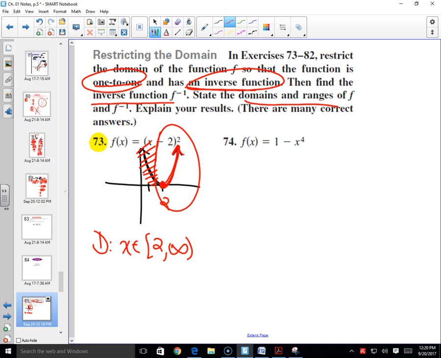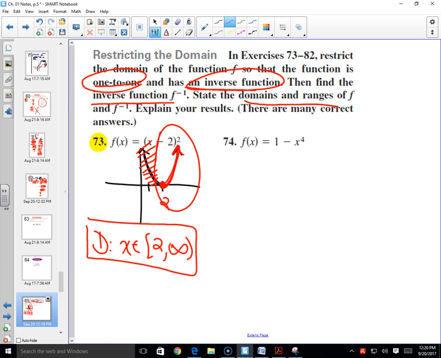But if I choose this one, x greater than or equal to 2, first of all, it goes as low as I need and as high as I need for this function. It has all of the y values in the range, but it also doesn't include any more x's that would make it fail. So I'm restricting the domain just to be x greater than or equal to 2, or x within 2 to infinity. How do I find the inverse function?